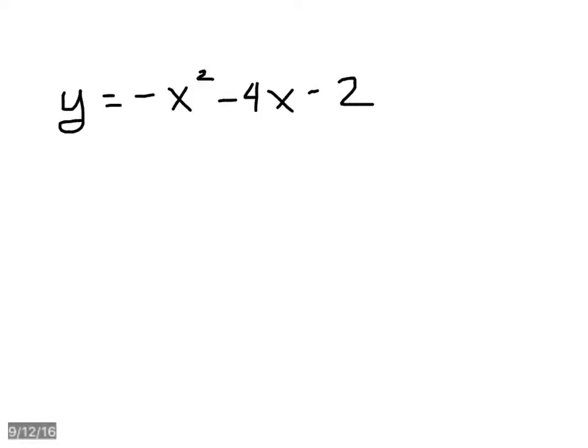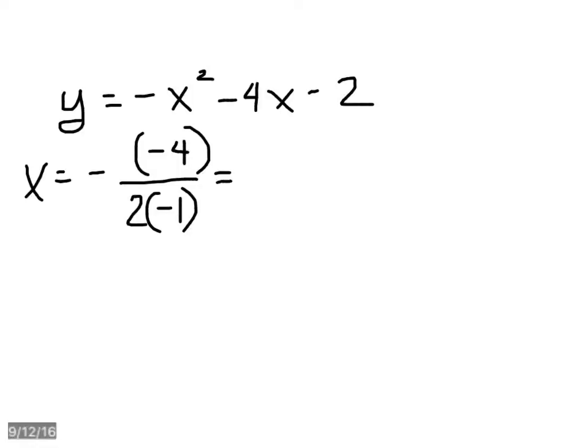Negative x squared minus 4x minus 2. Okay, first things first. What number is in the b position? Negative 4. What number is in the a position? Negative 1. If there is a letter there and there's no number in front of it, it's supposed to be understood to be a 1. In this case, negative 1, because there's a negative sign.